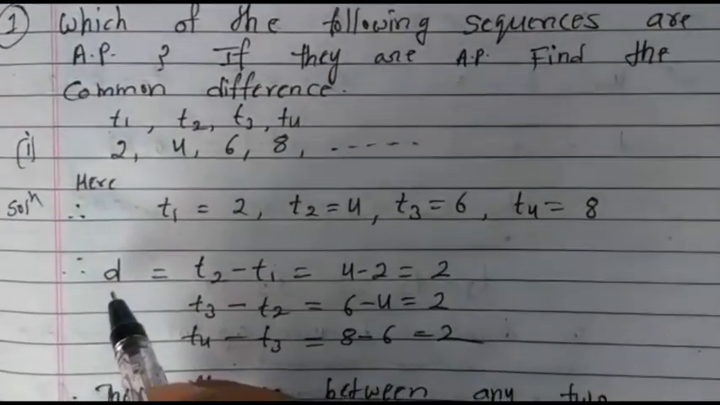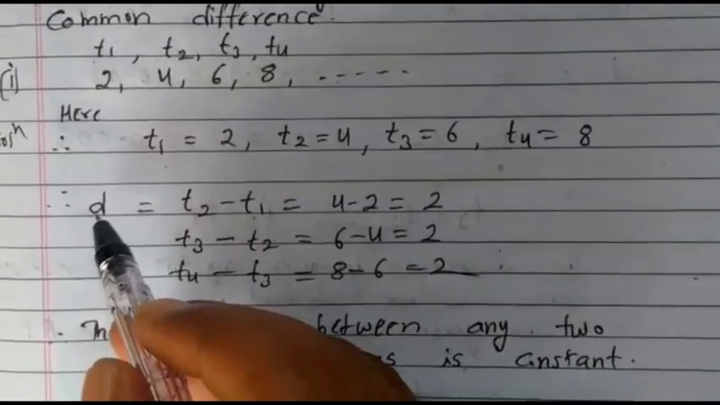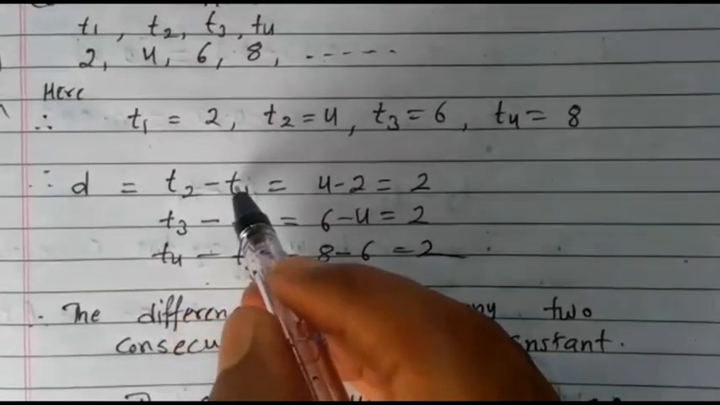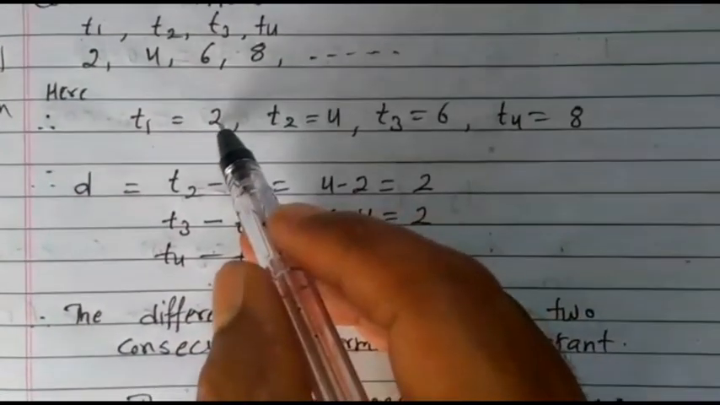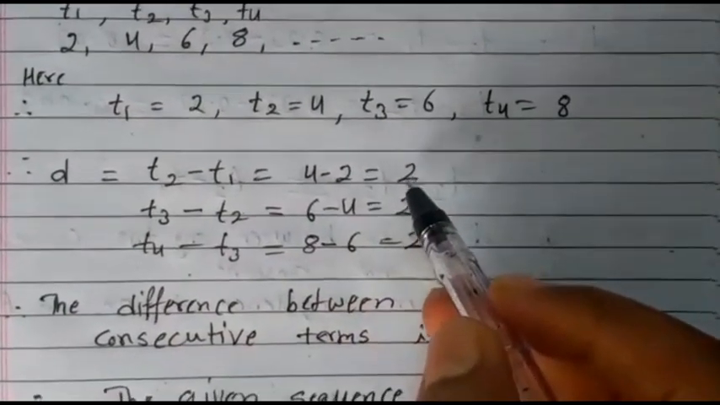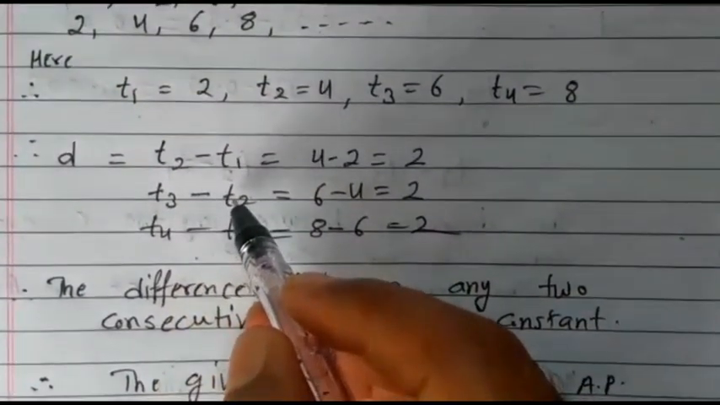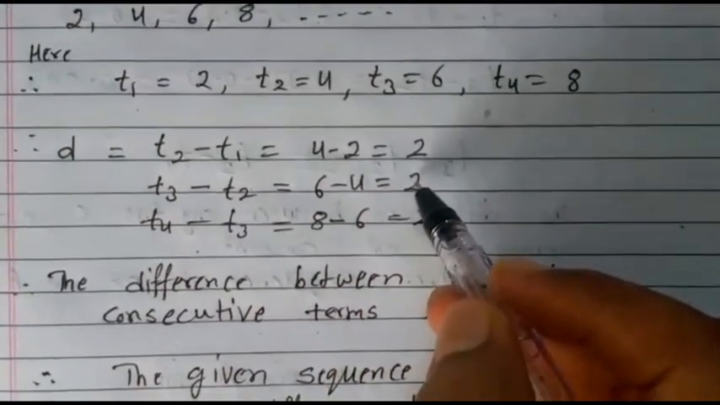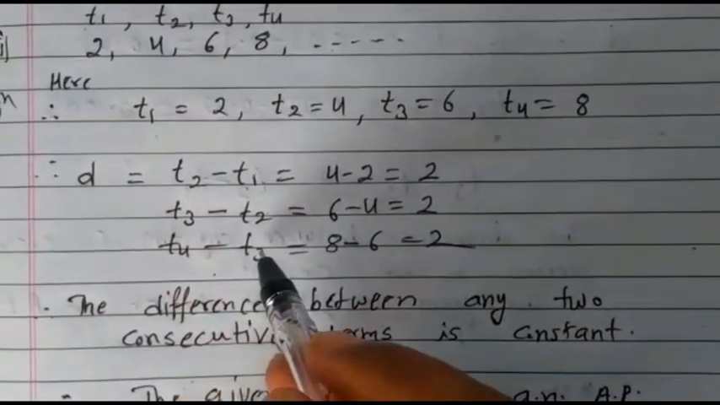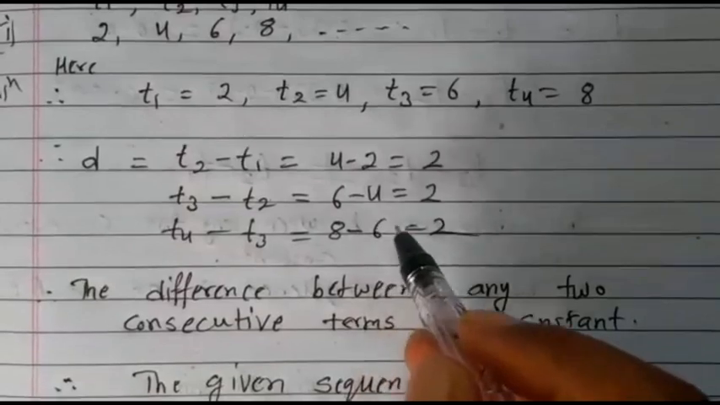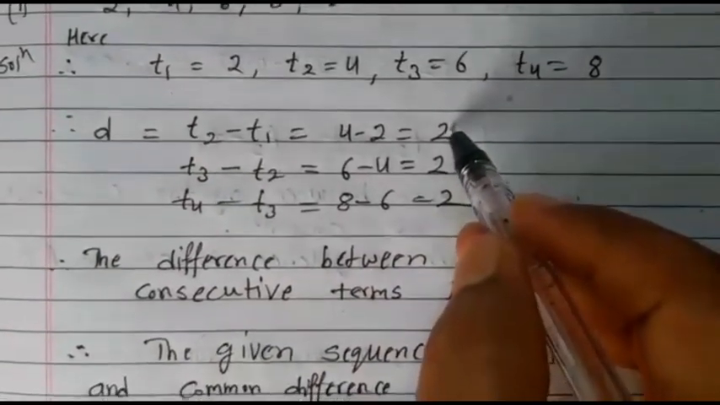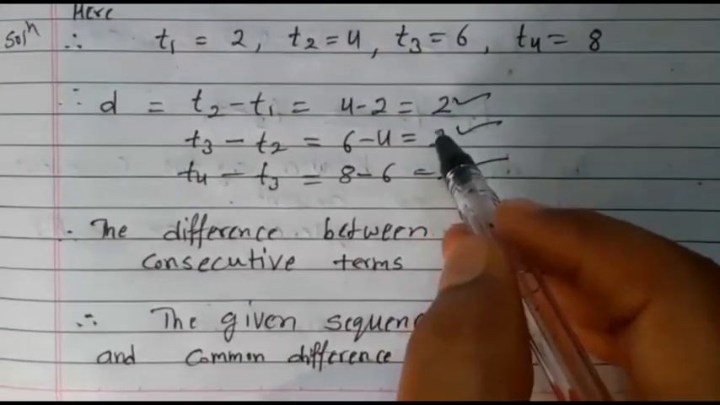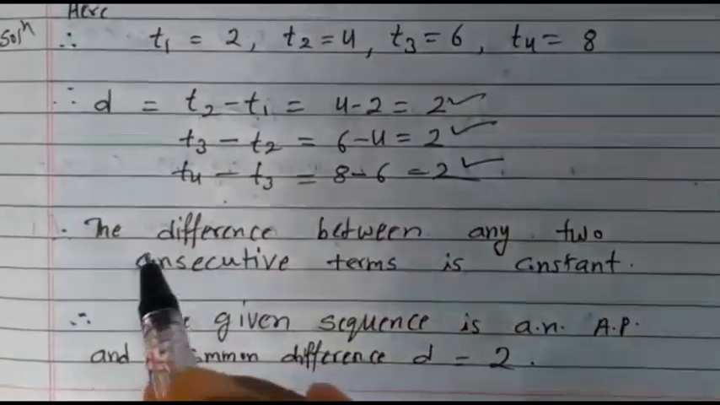Next step, we find the common difference. The common difference means a fixed number, a constant number. What is the formula? t2 minus t1. t2 is 4, t1 is 2, so 4 minus 2 is 2. Now t3 minus t2: 6 minus 4 is again 2. Next t4 minus t3, that is 8 minus 6, which is 2. So what did we get? Here it is 2, here 2, and here also 2. That means this number is a constant. So what is the common difference? 2.